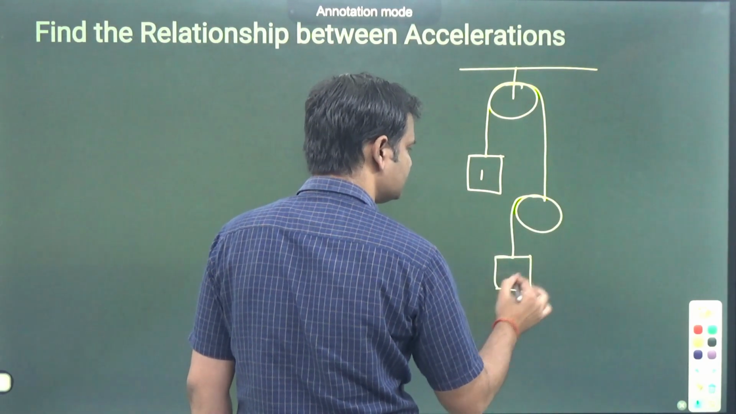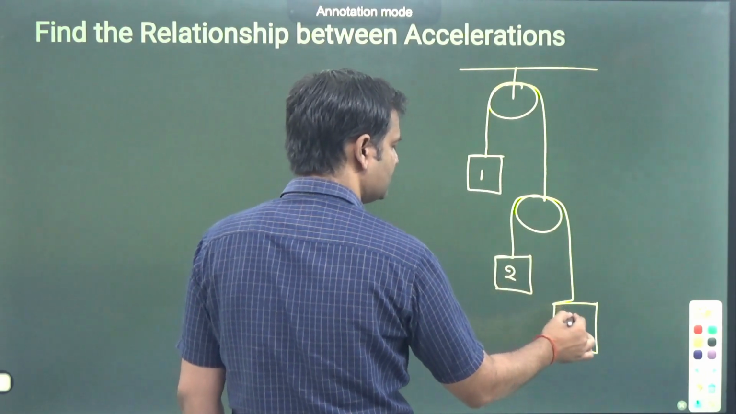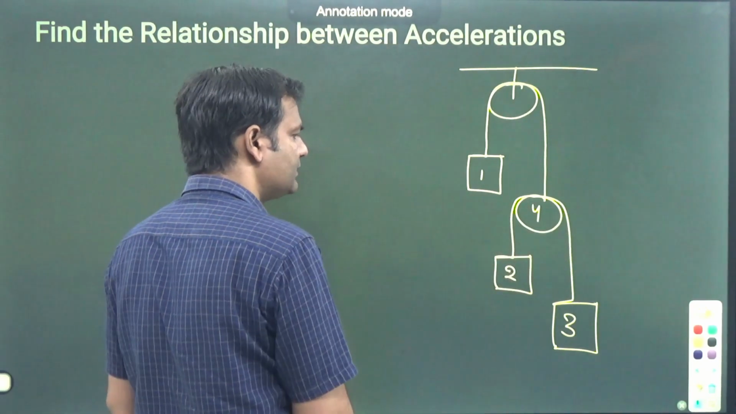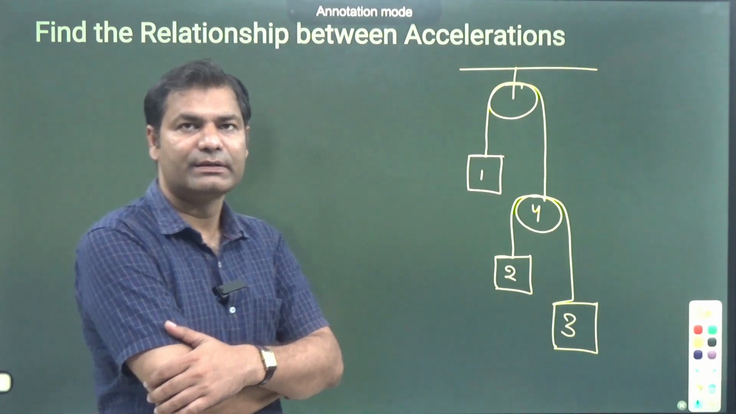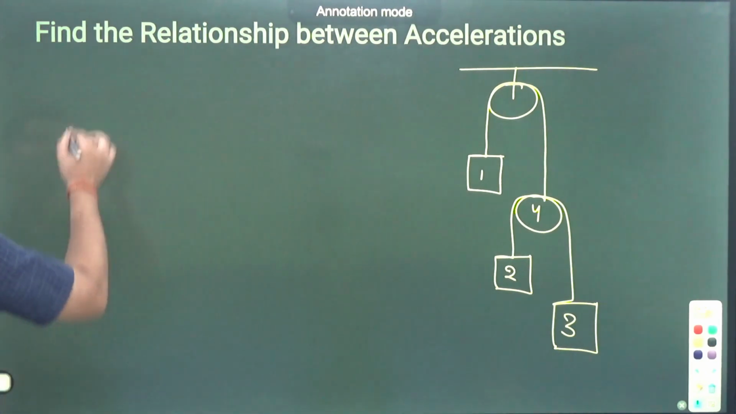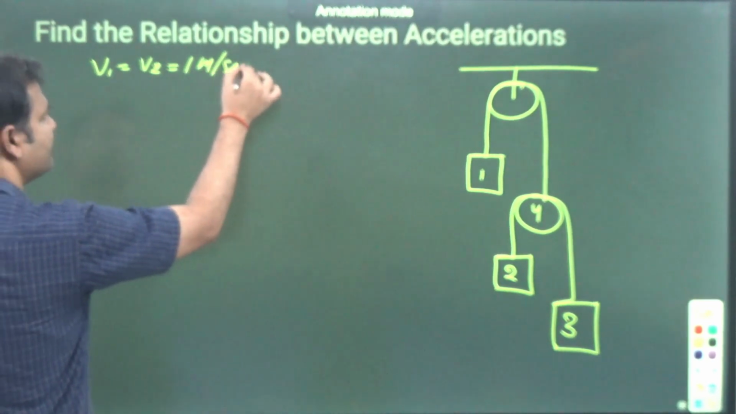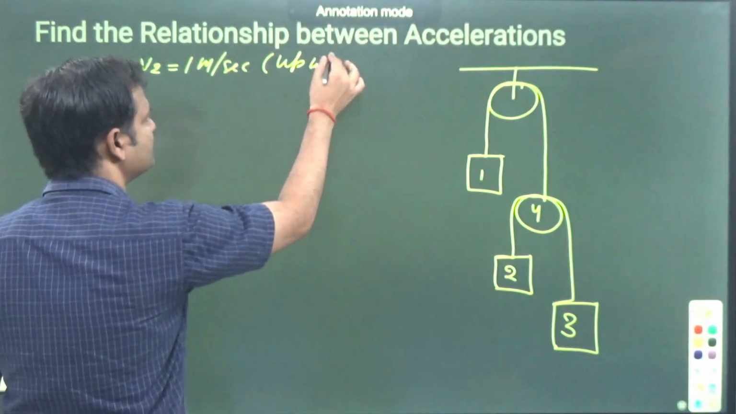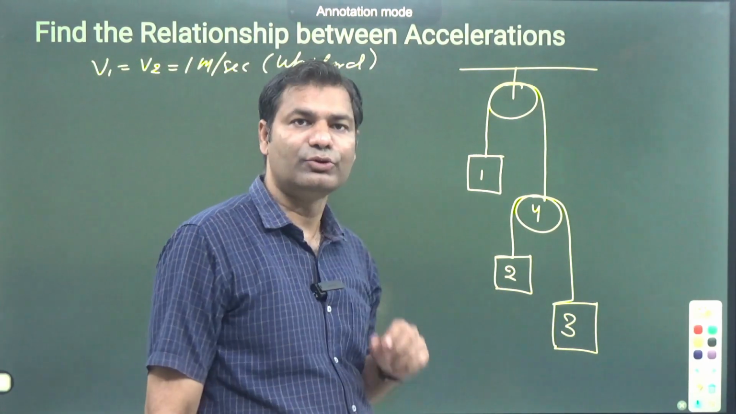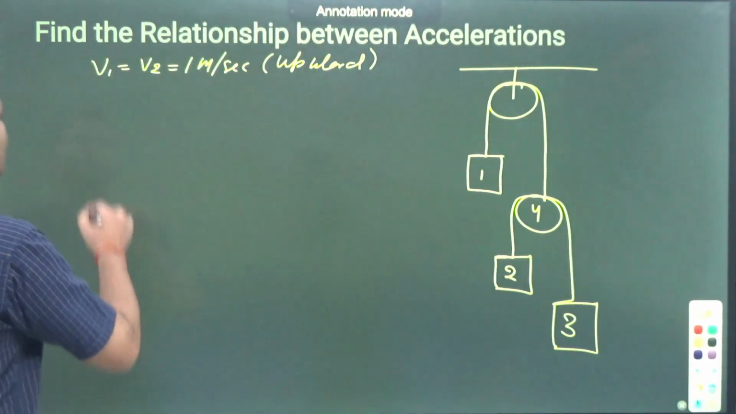Another question. 1, 2 and here 3. And here the pulley is also 4. There are 4 movable parts: this one, this one, this one and this one. Our motto: suppose that V1 is equal to V2, equal to 1 meter per second in the upward direction. If mass 1 and mass 2 are both going upward with velocity 1 meter per second, then our motto is to determine V3.